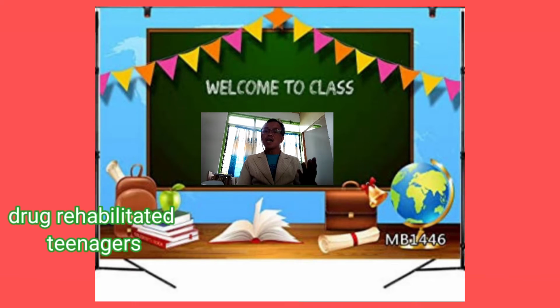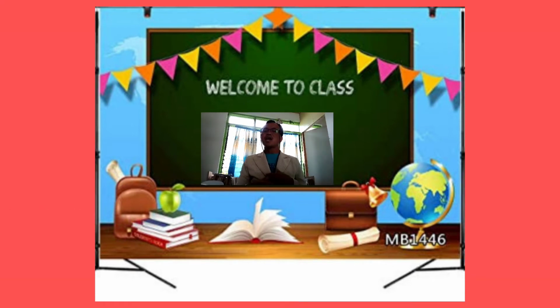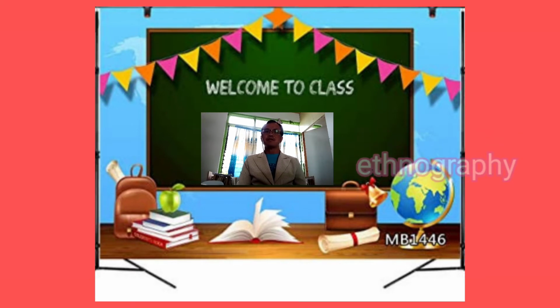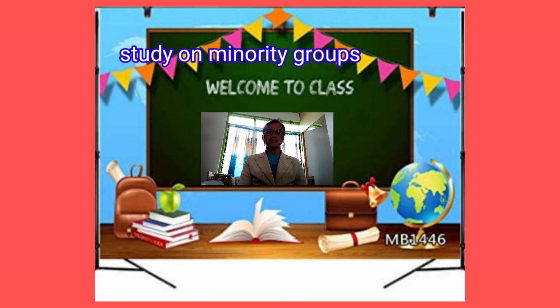One is about drug-rehabilitated teenagers, transgenders, gay marriages, and success stories. Another one is ethnography. According to Macmillan in 1993, it is defined as interactive, which requires a relatively extensive time in a site to systematically observe, interview, and record processes as they occur naturally at the selected location. An example of this is the study of a minority group.